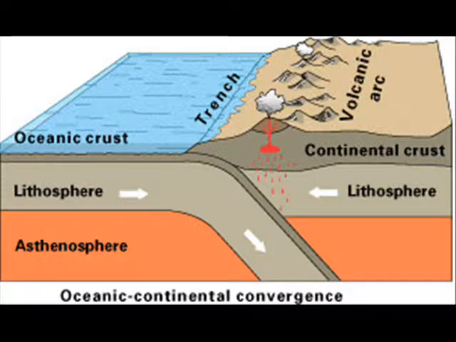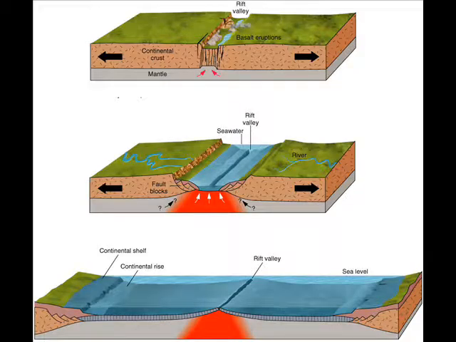A convergent boundary is a place where two plates collide. The collisions can form subduction zones, where one plate goes over the other, or they crash and can form mountains. Divergent boundaries are where plates are going apart like this. An example of a divergent boundary is the Mid-Atlantic Ridge.